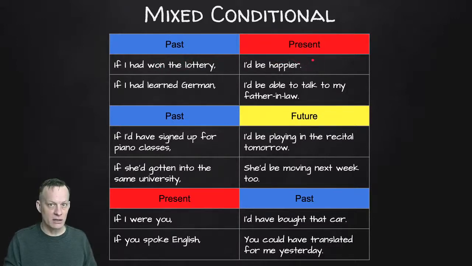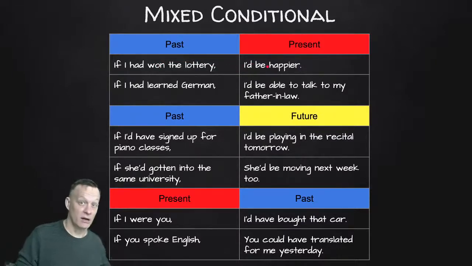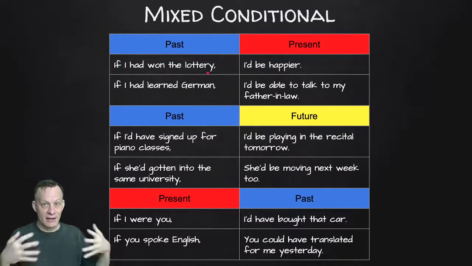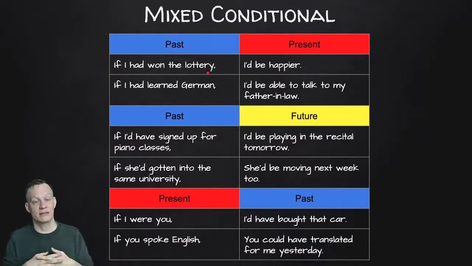Now, normally, if this was the third conditional, if I had won the lottery, I would have bought a car, for example, two things in the past. If I had won the lottery in the past, I would have bought a car in the past. But now we're linking, connecting the past with the present. If I had won the lottery, I'd be happier.